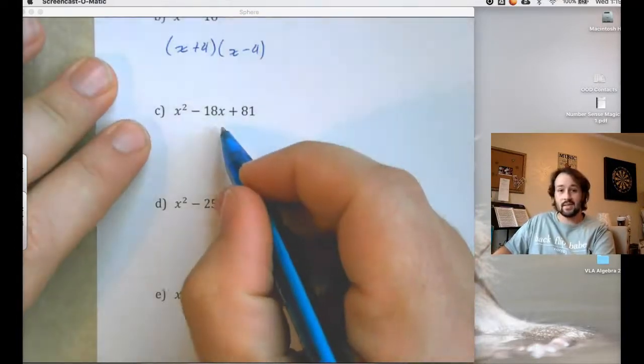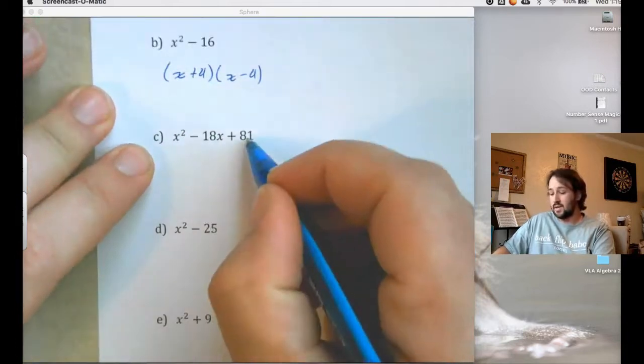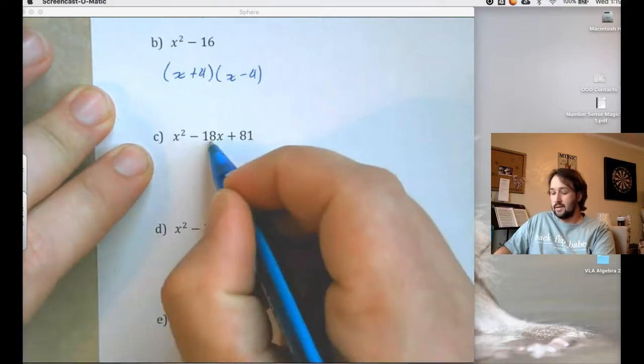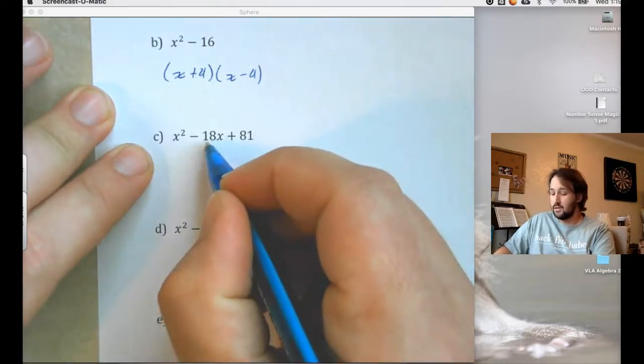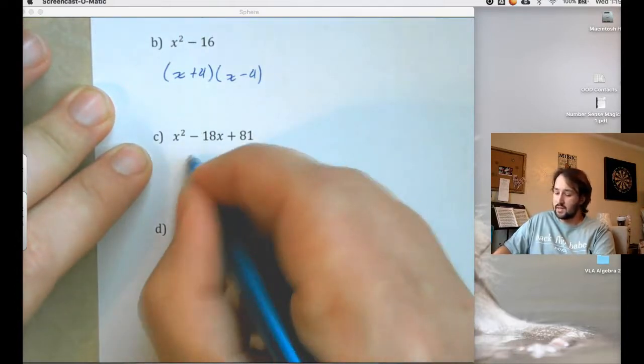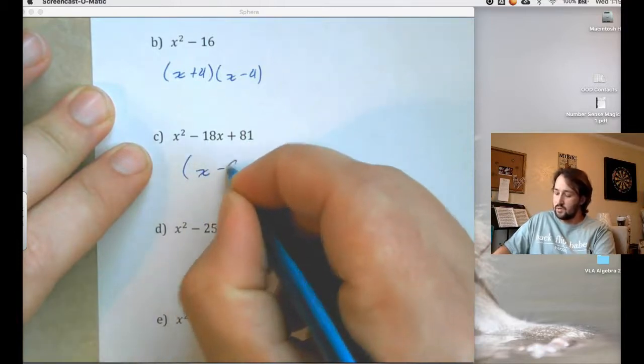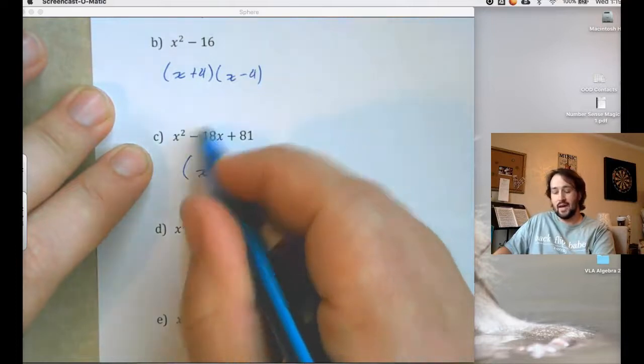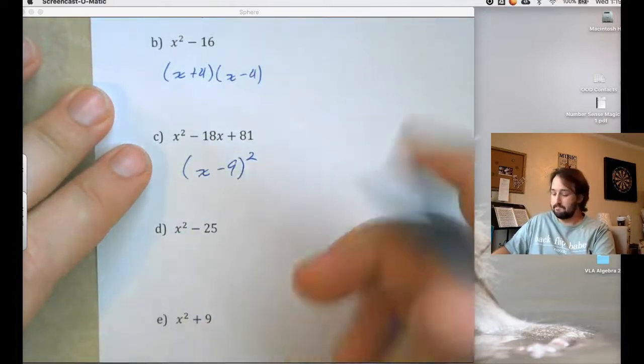This one is a sum of squares because I see 81 and I'm like, well, that's 9 times 9. And then 9 plus 9 is 18. And notice since it's a negative, all that does for us is we want to do x minus 9 squared such that negative 9 and negative 9 would add to be that negative 18.